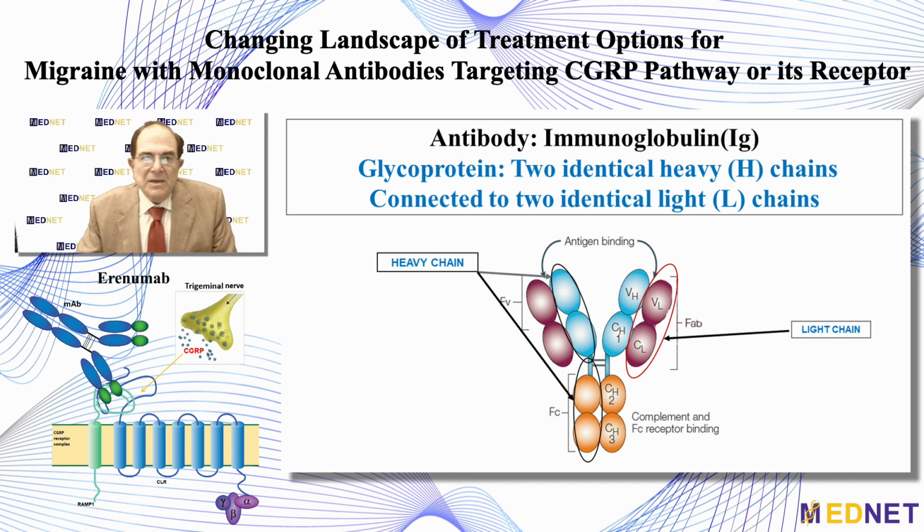An antibody is an immunoglobulin. There are two identical heavy chains connected to two identical light chains. It's Y-shaped. At the tip is where the antigen binds. At the bottom is where the antibody can bind to other cells and to complement.